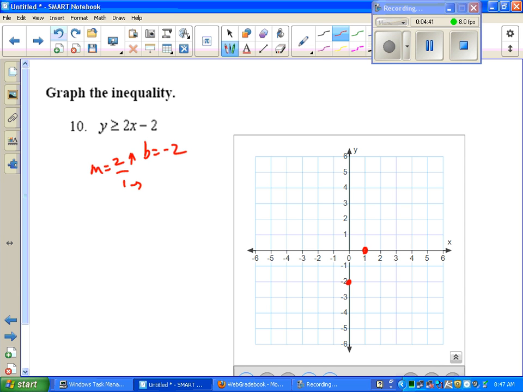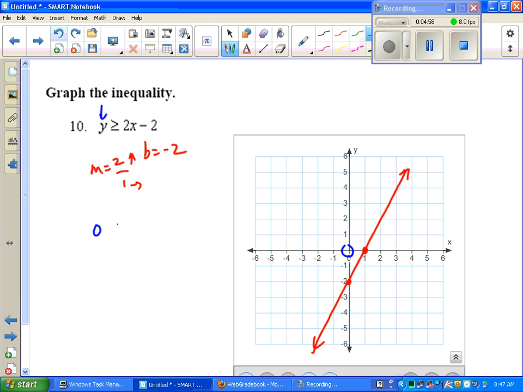And since it says or equal to, now we can have ourselves a straight line going through them. So we have ourselves a nice straight line like that. And we have to shade one side or the other. Remember, it doesn't go through 0, 0. That's always your easiest bet to pick. Plug in 0, 0 into your inequality.